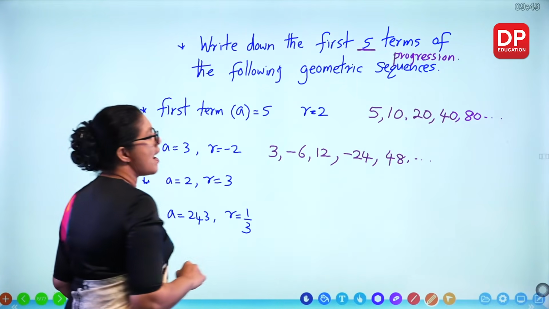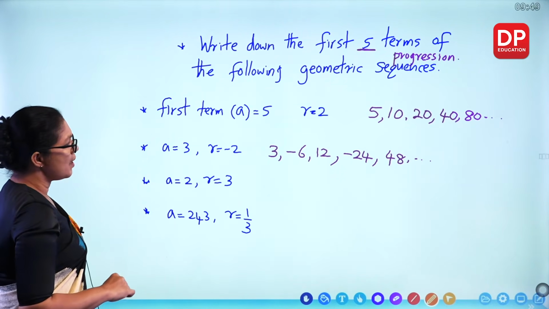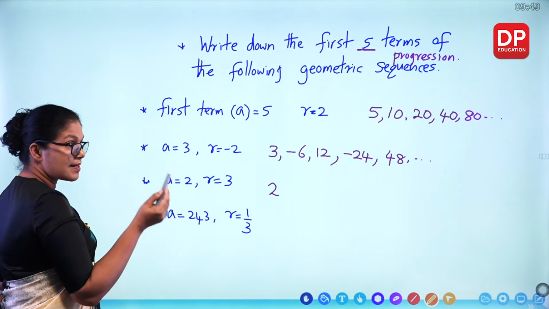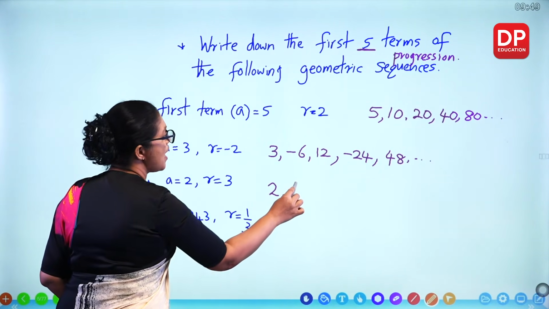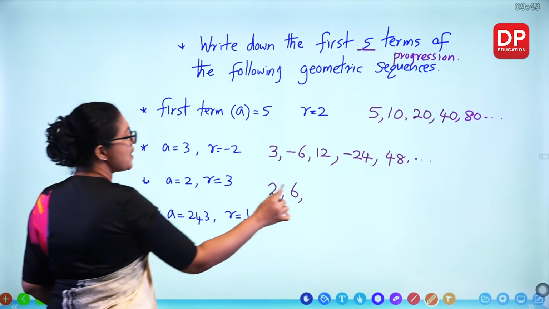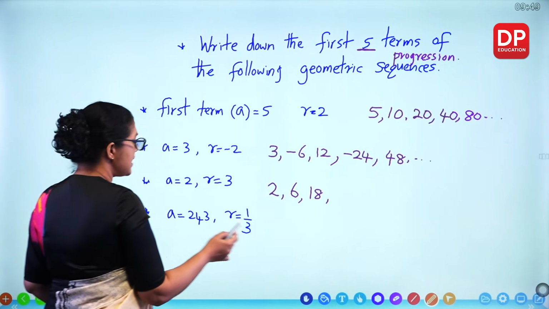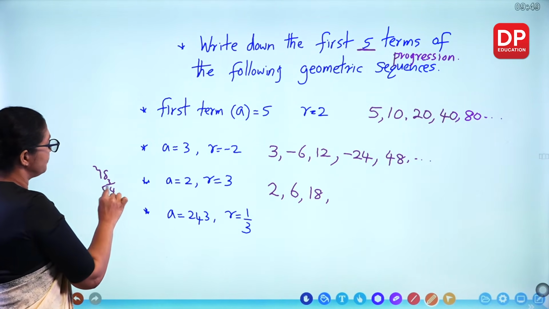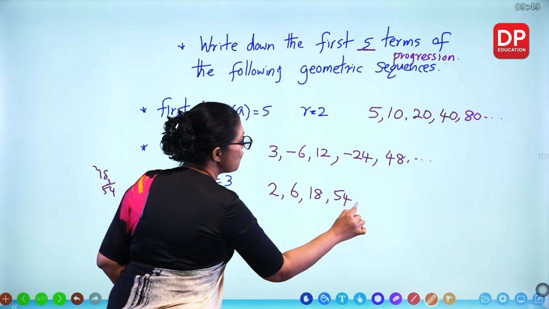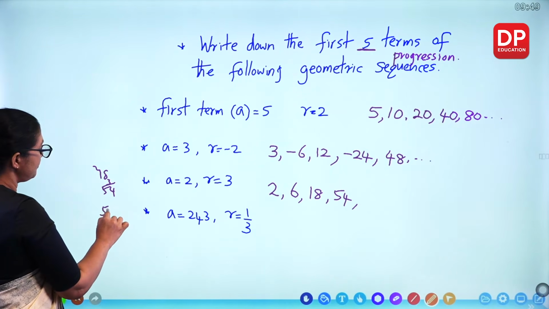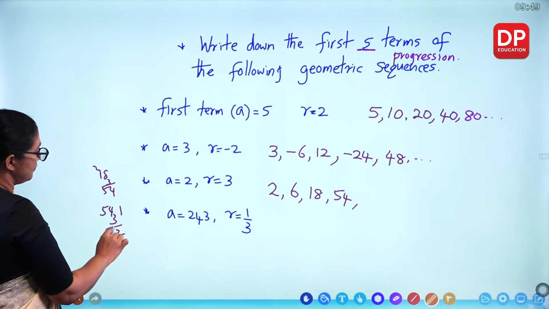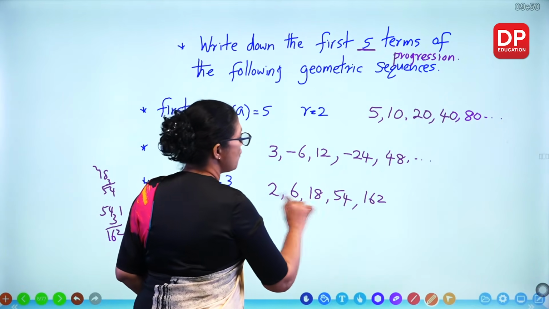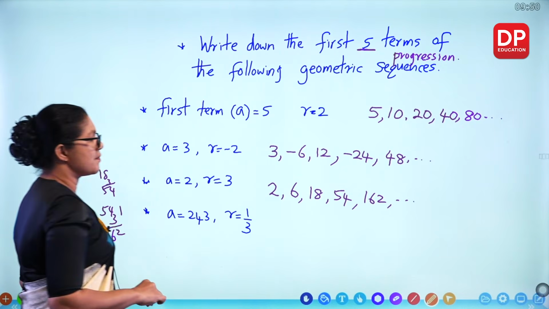We have 5 terms. This one, first term is 2, starting from 2. What's the next term? The ratio is 3, 2 times 3, 6. 6 times 3, 18. 18 times 3, 54. 54 times 3, 162. 1, 2, 3, 4, 5. So we have 5 terms.